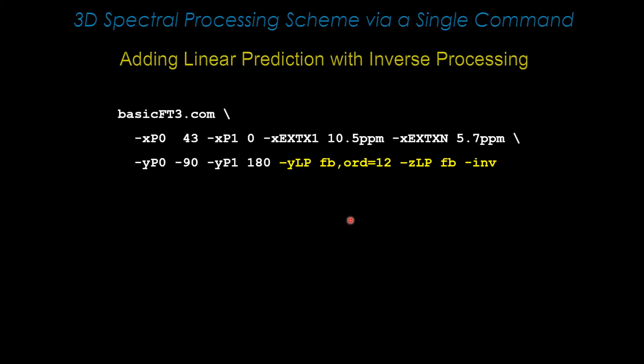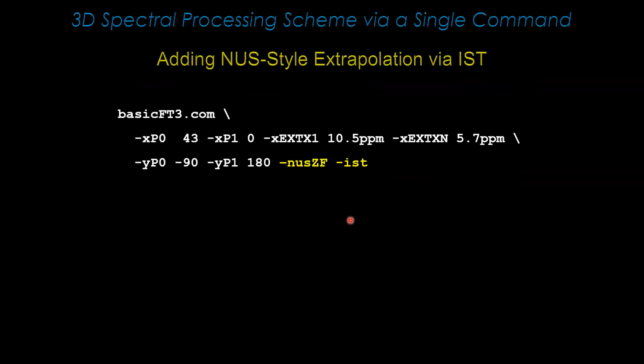Now suppose we want to instead use the methods that we talked about today to do extrapolation by non-uniform sampling reconstruction instead of linear prediction. In NMRPipe, we call that extrapolation NUS zero filling, and we can add that to a processing scheme just by adding this option, NUS ZF, and we can choose whatever particular reconstruction method that we would like to use to perform that extrapolation. For example, IST, SMILE, NESTA, and so on. So super easy.